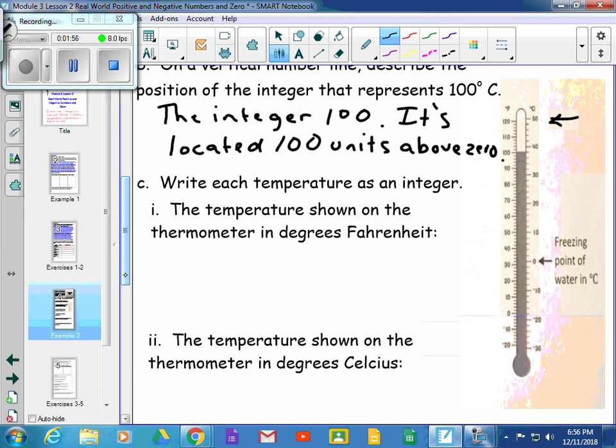Letter C, we have to write each temperature as an integer. So the first one says the temperature shown on the thermometer in degrees Fahrenheit. Well, if we look on the left scale, that's the Fahrenheit scale. And the top of the line goes right there through the 100. And that's above 0, so that would be 100, positive 100.